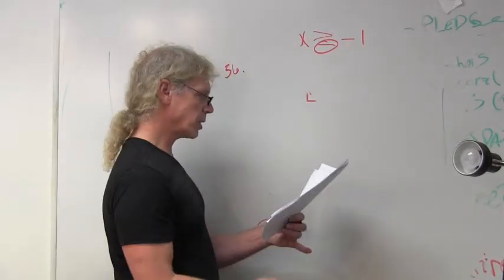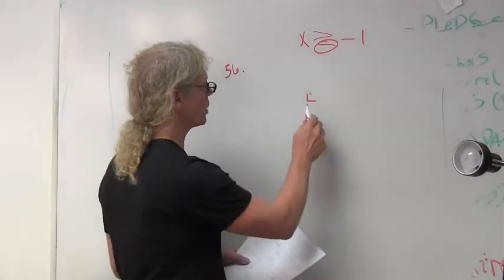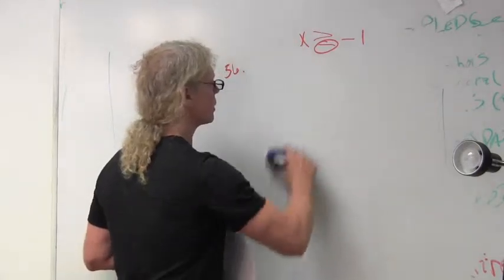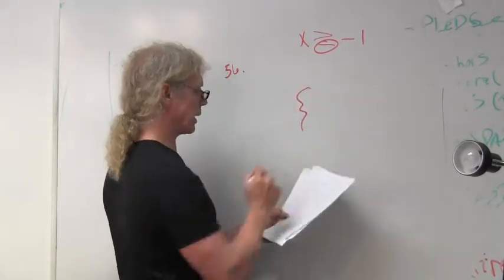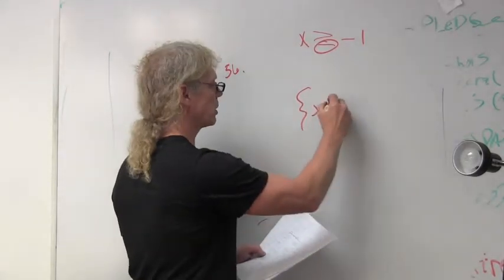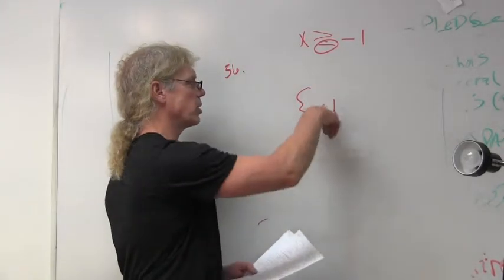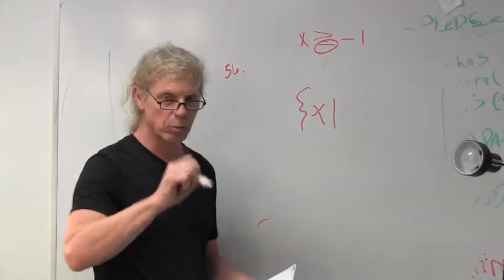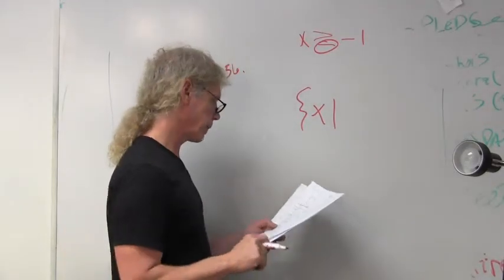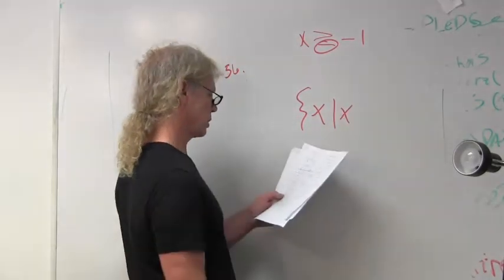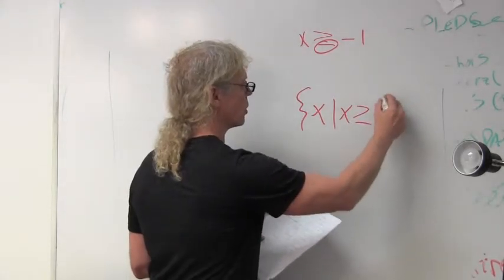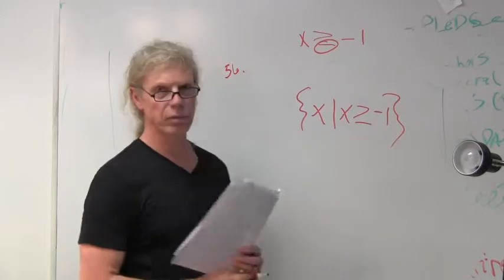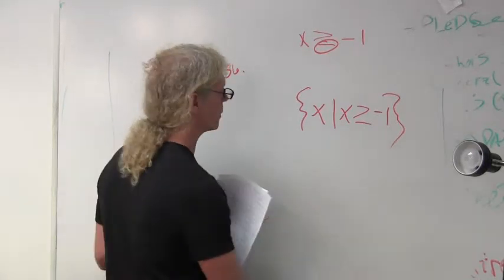And last but not least, we will have the set notation. We start with our curly brackets, x such that. It's a lot easier to just put that line than having to write out such that each time. X is greater than or equal to minus 1. If you notice, that's the same solution as number 55, just a different formula.